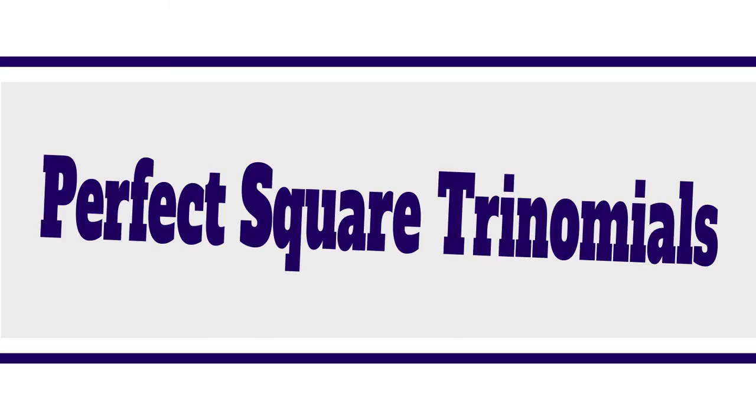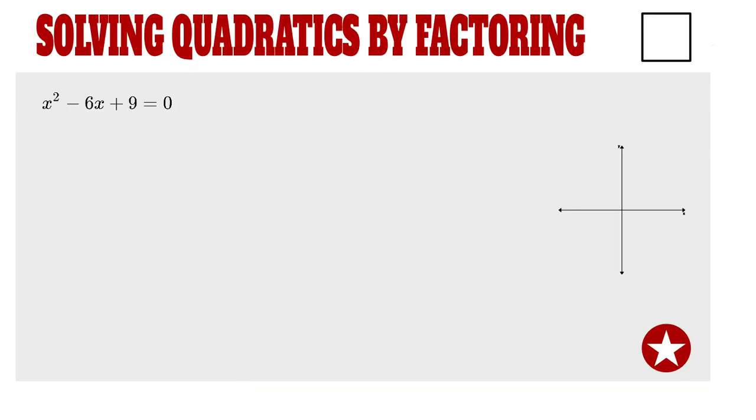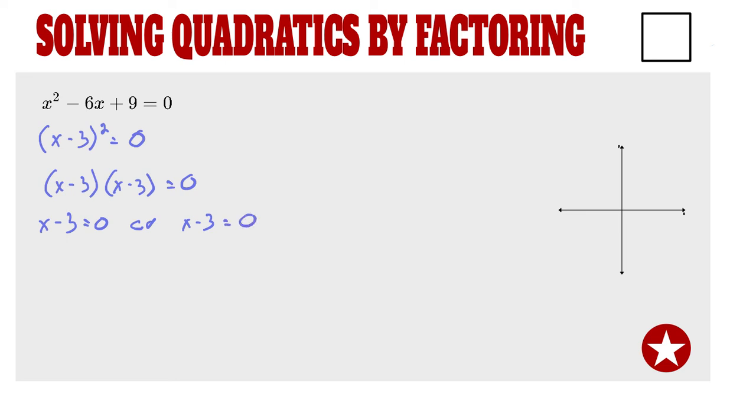Our next example, perfect square trinomial. x squared minus 6x plus 9 factors easily to x minus 3 squared equals 0. There are two factors here, and they're both the same. So it's x minus 3 and x minus 3. Set both sides to 0. And you'll get two identical real roots. So they're both sitting there. That's also your axis of symmetry.